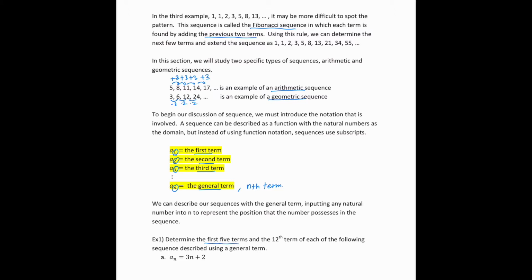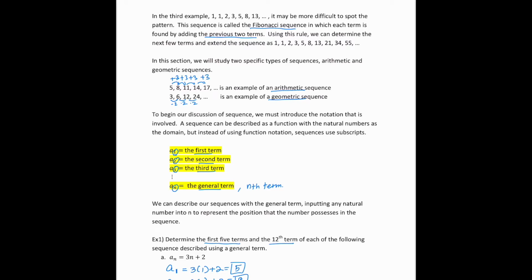So find the first 5 terms and then the 12th term. This is the general term. First term means you need to use n equal to 1. So 3 times 1 plus 2, which makes a 5. So first term is 5. Second term, 3 times, now n is 2, plus 2, which is 8. And third term, 3 times 3 plus 2, which is 11.